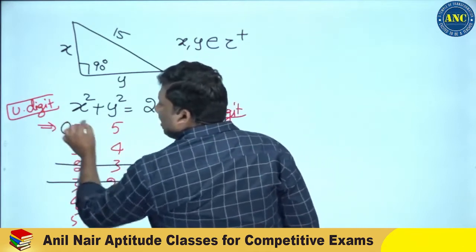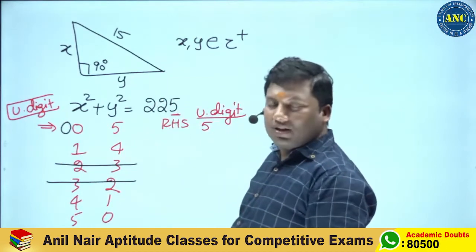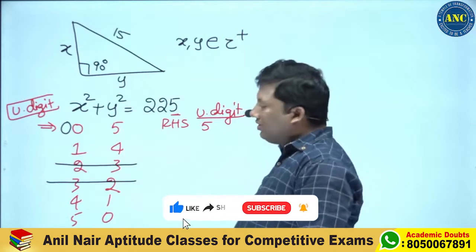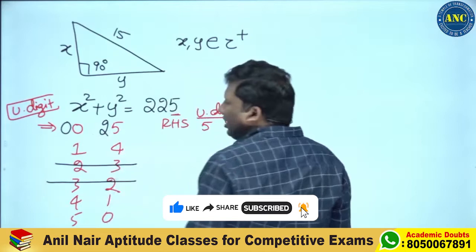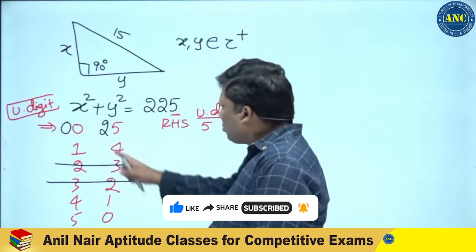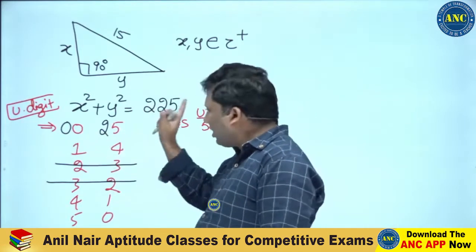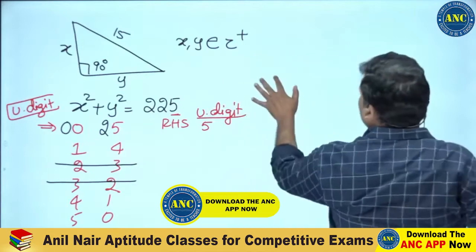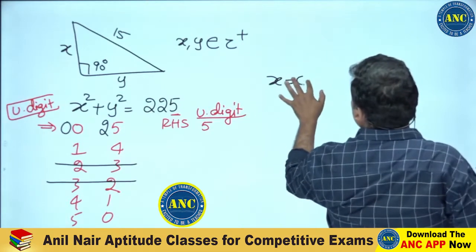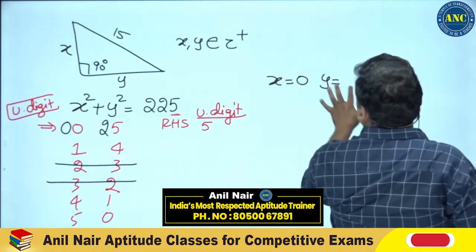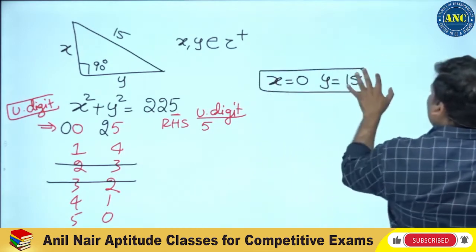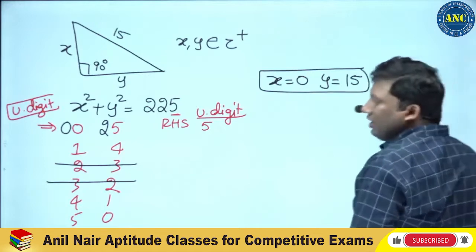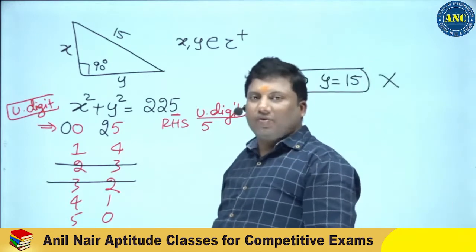Any perfect square ends with an even number of zeros. Any perfect square ending with 5 has its tens place always 2. So 0 plus 2 is 2, the tens place is satisfied. That means one case we got: x is 0, y is 15. 15 square is 225 plus 0.